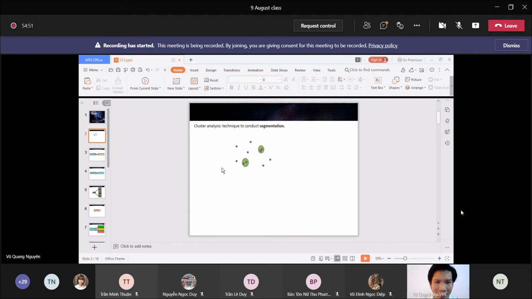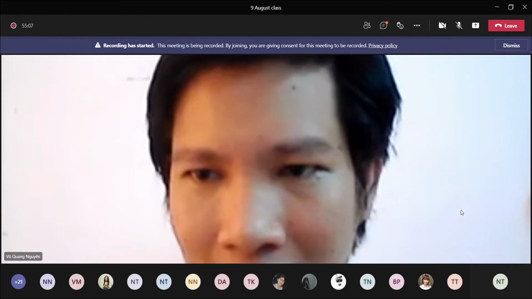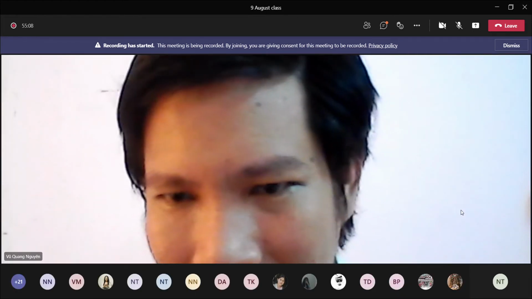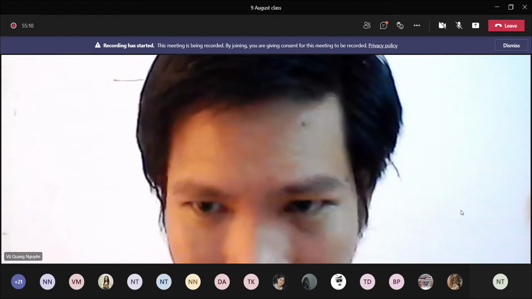Okay, and then after grouping like that, it will show you the size to decide which one is the best number of segments. Of course, how many segments is your choice.